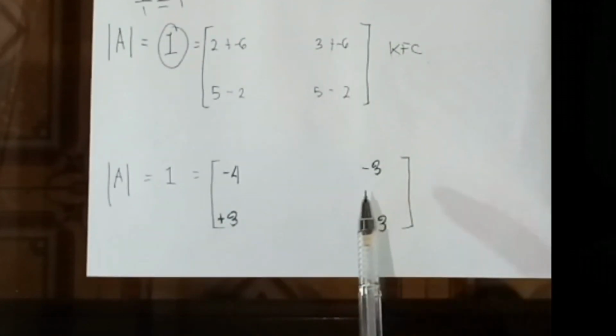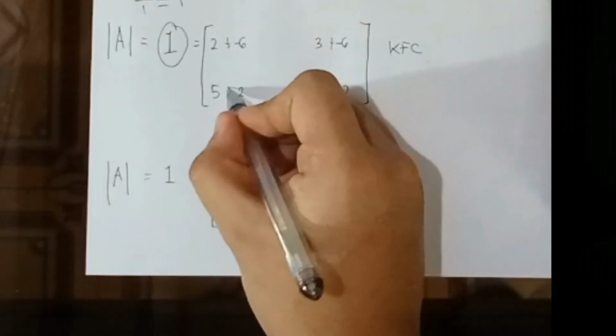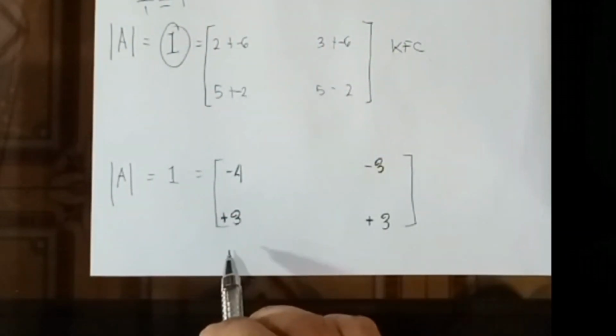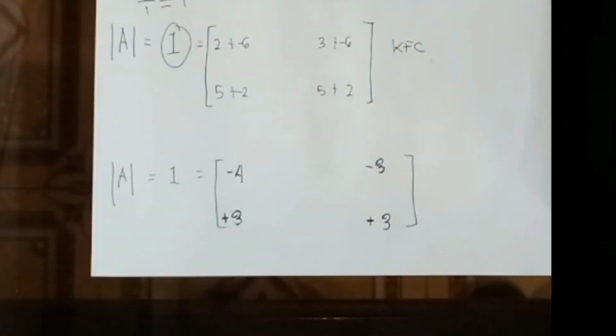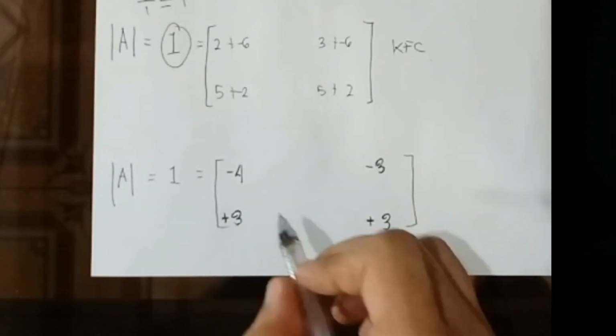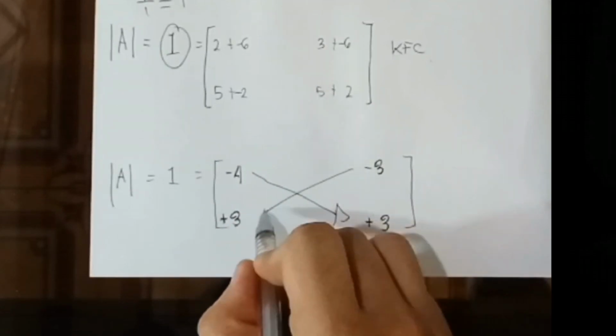Then 3 plus negative 6 is equals to negative 3. Then 5 plus negative 2 is equals to positive 3. And then, para ma-solve naman natin ito, gagamit ulit tayo ng cross multiplication method.